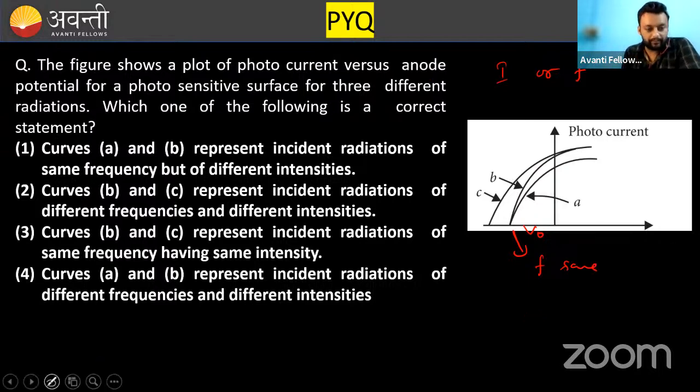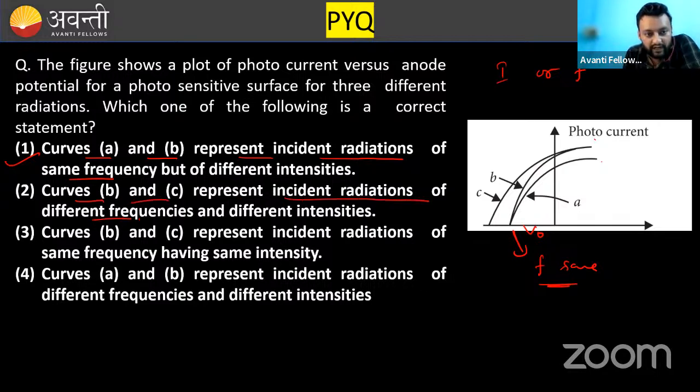So now read the options. The option says curves A and B represent incident radiation of the same frequency. That is very clear. A and B have the same frequency, but of different intensity. That means statement 1 is correct. Now let's check a few further statements so that we can be very sure and learn something. Curves B and C represent incident radiation of different frequencies. B and C have different stopping potentials, which means different frequencies. But B and C have the same saturation current. That means the same intensity. That means this statement becomes wrong.